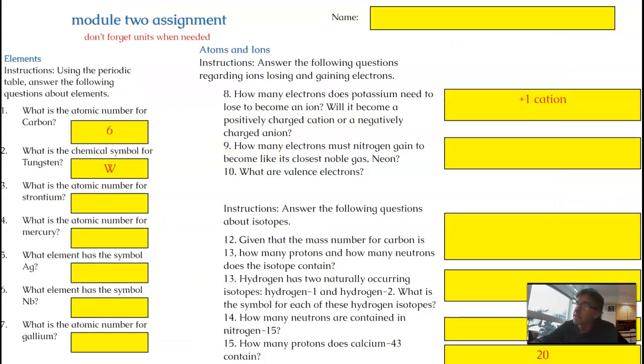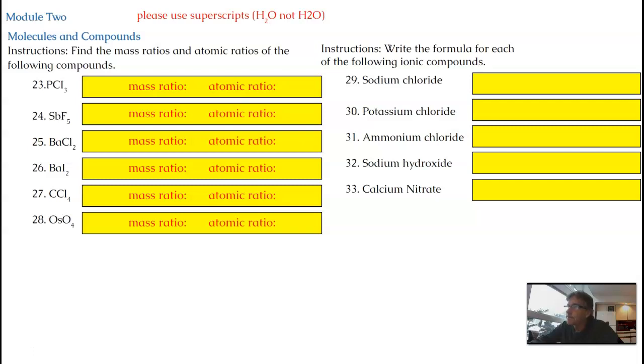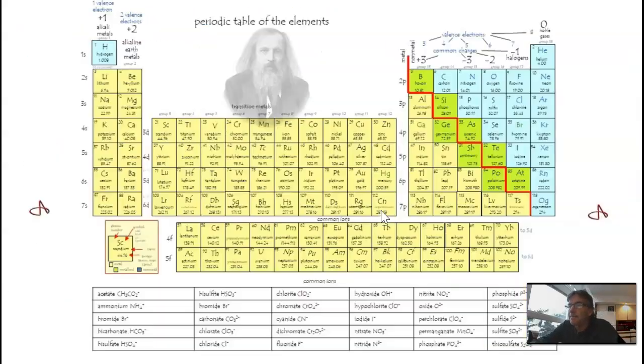Why don't we do one that's a little tougher? How about calcium nitrate? Oh, that's a good example, one where there's a few things going on. All right, so I'd start by finding calcium. And there it is. So I'd write a Ca. I'd write a +2 above it. And then I need to find a nitrate. So I'm looking around for the element called nitrate, and I can't find it.